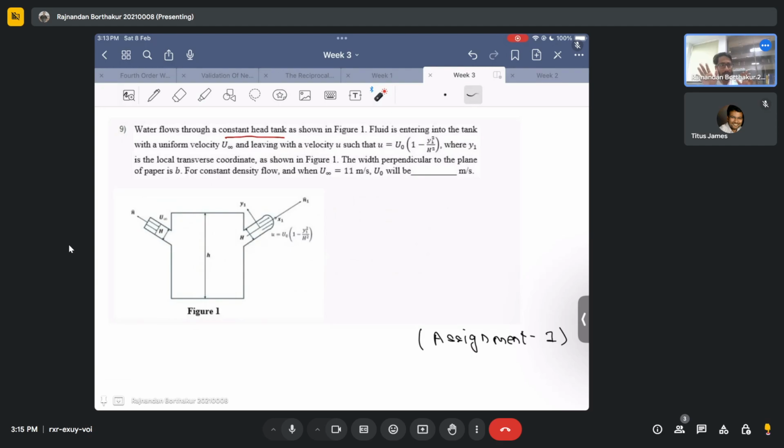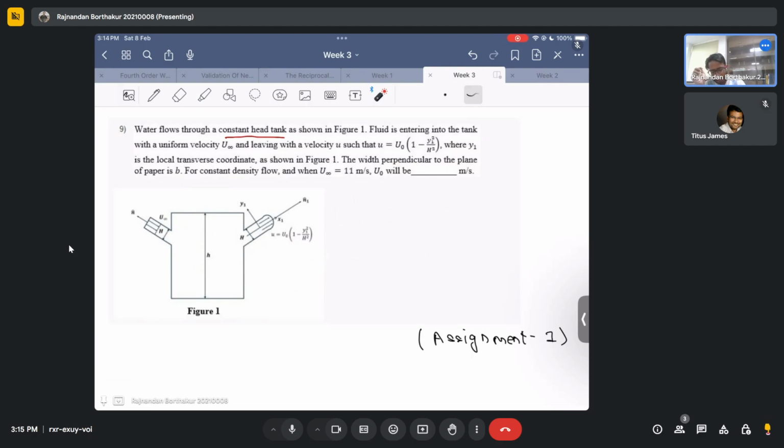This is given to you, and it says that the width perpendicular to the plane of the paper is b, which means that the width of the tank is equal to b. You can take b as a constant. That's it.